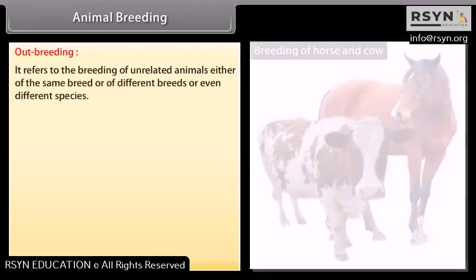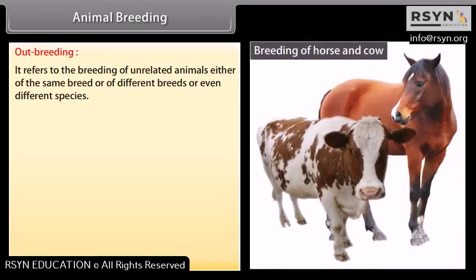Outbreeding. It refers to the breeding of unrelated animals either of the same breed or of different breeds or even different species. It is of following types.